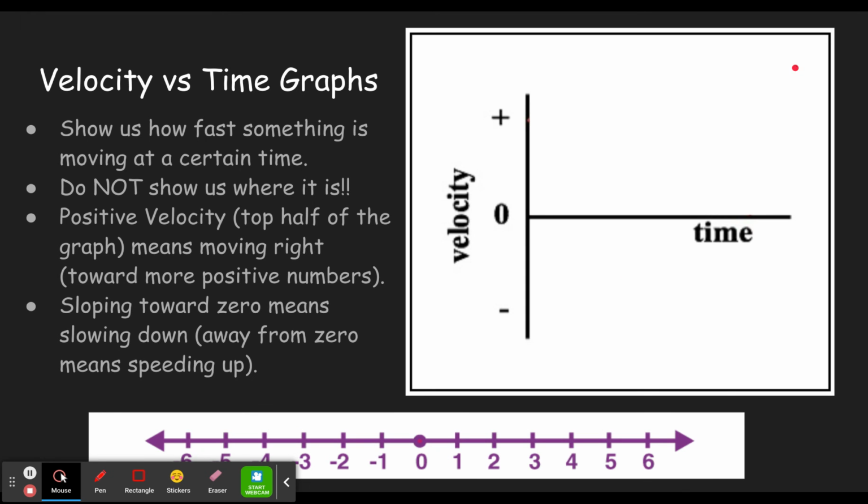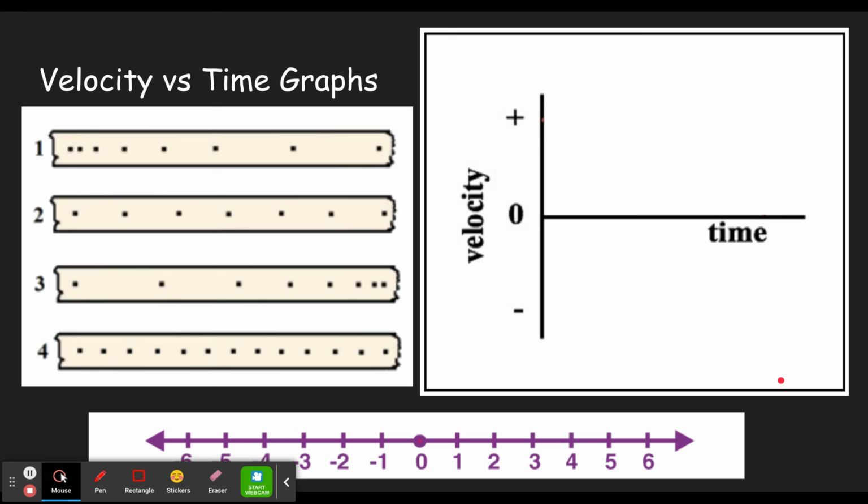Faster and faster to the right, faster and faster to the left. Okay, let's do our 8 graphs on velocity time. Once again, keep in mind 0 is stationary. Let's take a look at the first one. We'll go left to right.